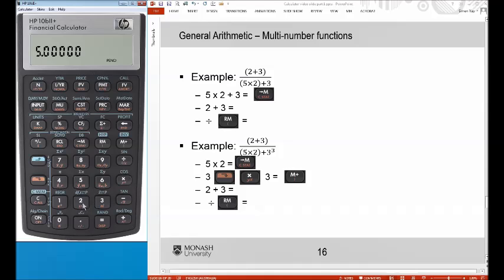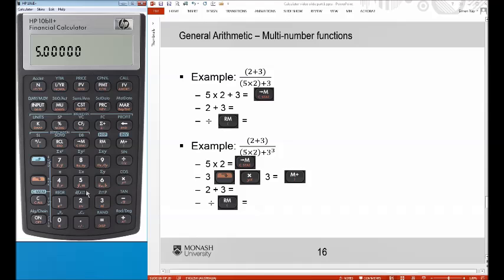5 times 2 plus 3 equals 13. And we are going to store this figure into a new memory, so we need to press the arrow M. Then we compute the numerator. 2 plus 3 equals 5.